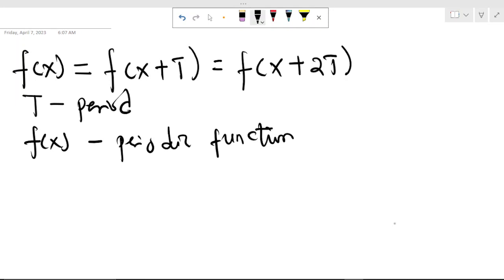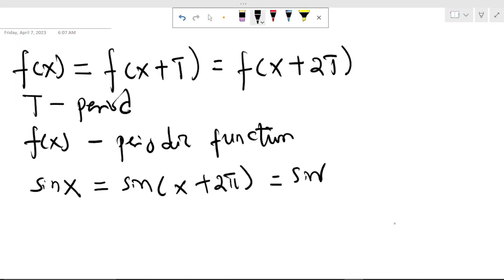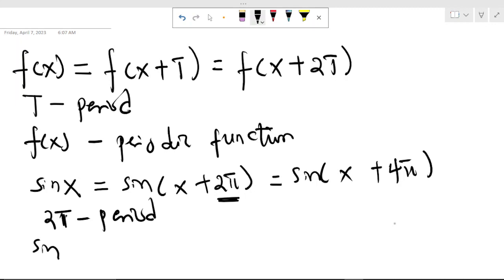A good example of this is sine x. By now, you should know that sine x equals sine x plus 2 pi and also equals sine x plus 4 pi. Now, what does this tell us? This tells us that at every interval 2 pi, the value of sine x repeats itself. So our 2 pi here becomes the period. Good. And sine x is a periodic function.